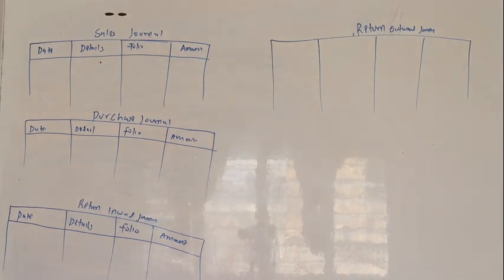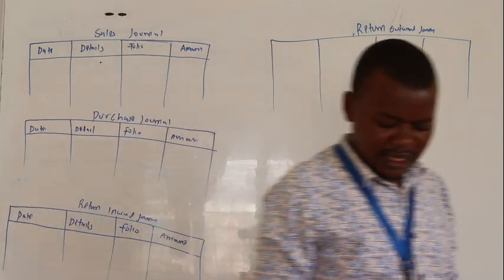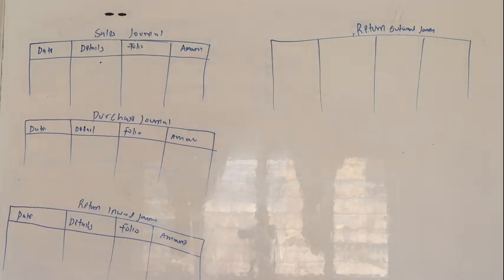So class, the question says that we want to enter that information into the journals and also into the ledgers. So I will start with the journals, and this is the format of the journals, as you can see on the blackboard. A journal is just a book or a page, but it has those columns as shown in the ledger.